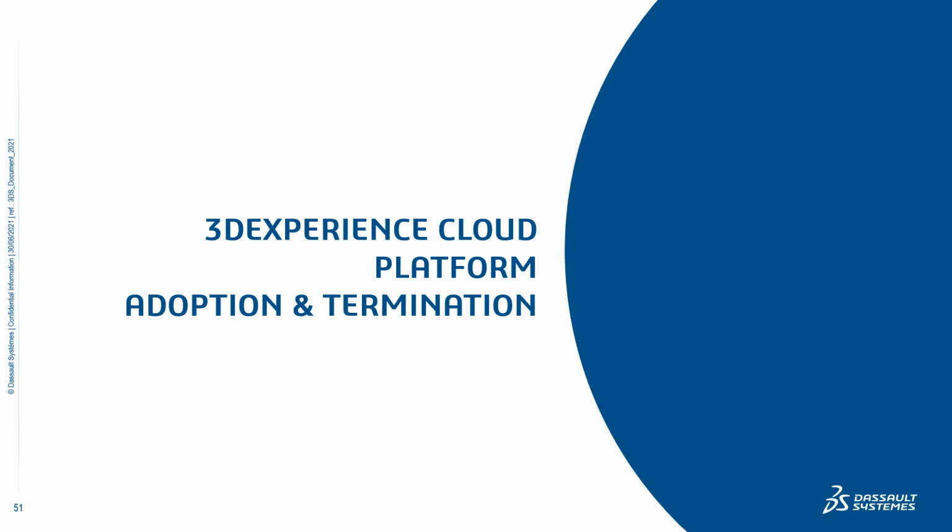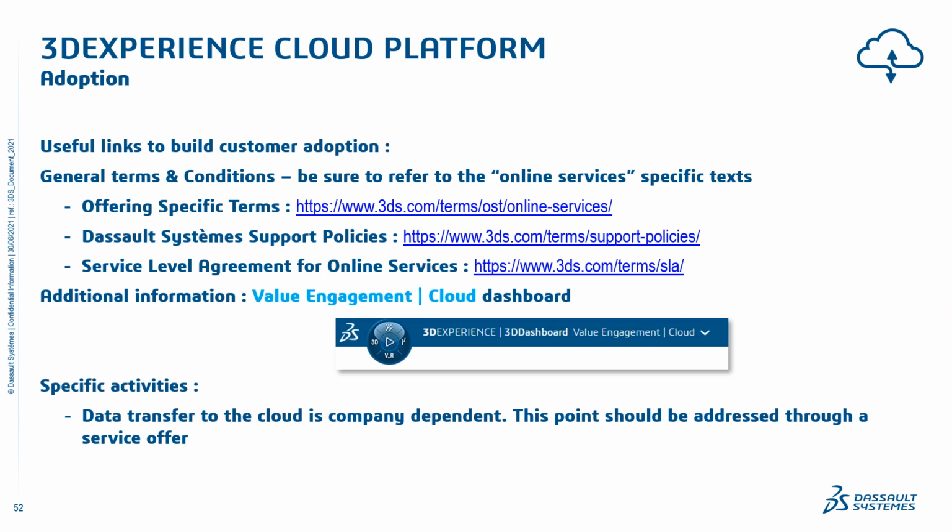Our very last point is the information to know at the very start of the project, but also information a customer wants to know if the customer wants to terminate its contract. Here are the most useful links to build the customer's adoption. They are publicly available on 3ds.com. There you can find the OST, the SLA, and the support policies. Internally, some information are gathered in the Value Engagement Cloud dashboard, and you should already have access to it. Some activities, such as data population or migration, are services activities to be taken into account and discussed with the SIS or your CNSI.